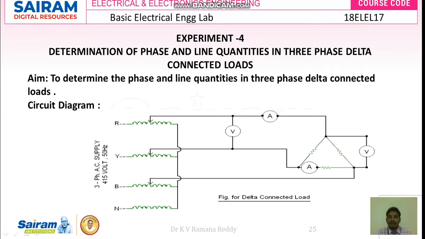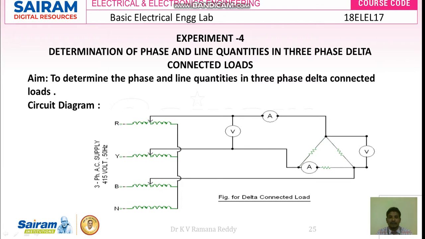In case of delta connection, dissimilar ends have to be connected to form the delta connected loop. This voltmeter is the phase voltage measurement voltmeter, which is connected across the R1 and R2 terminals, and this is the line voltage measurement voltmeter, which is connected across the two lines, the R and Y lines.